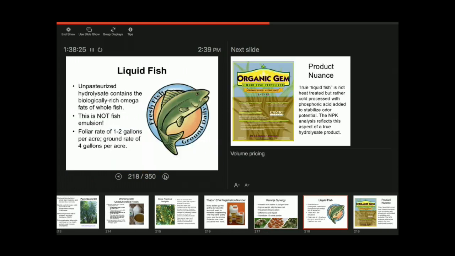So the fish portion. When you cold process fish, the fish oils and the enzymes come through that feed the biology. When the fish oils are removed for fish oil products and the resulting brew is heated to preserve it, heating means pasteurized, that is what you would call fish emulsion. You want the cold processed fish. That process is called hydrolysis, and that's where the word fish hydrolysate comes from.